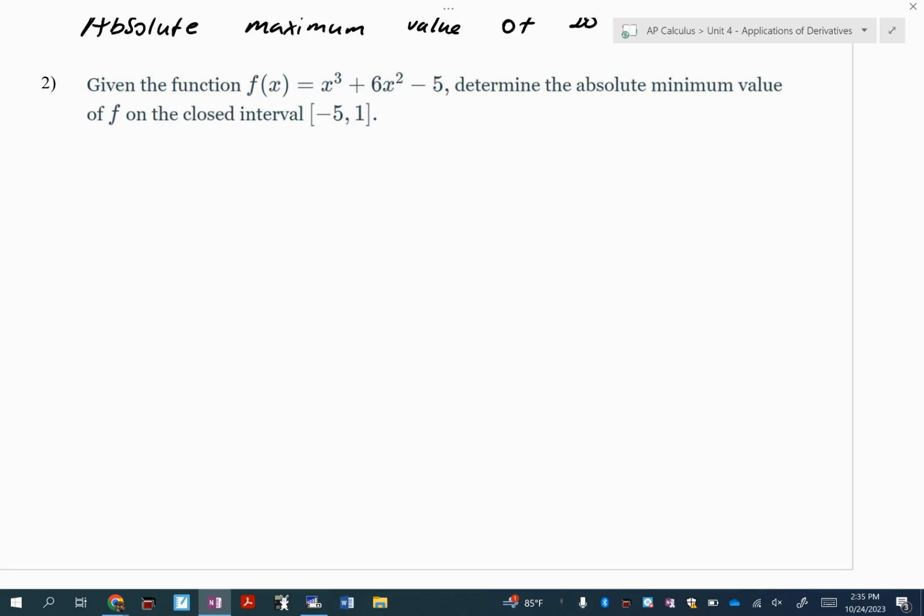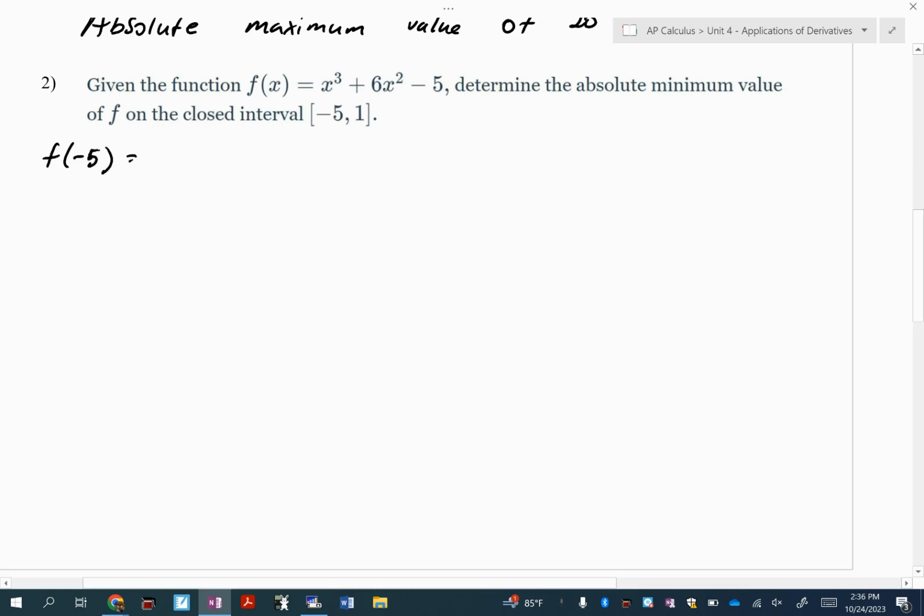This time, same process. Exact same thing. But we want to find the absolute minimum. So at the very end, the only difference is that I'll be looking for which of those gives you the smallest y value. That's the only difference. Everything else is the same. So step 1, take the endpoints, -5 and 1, and plug them in.